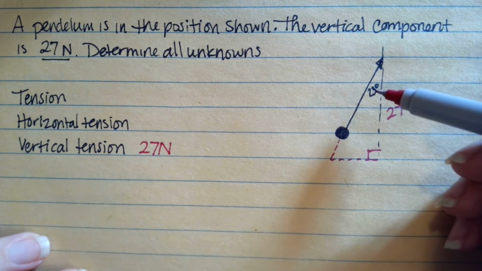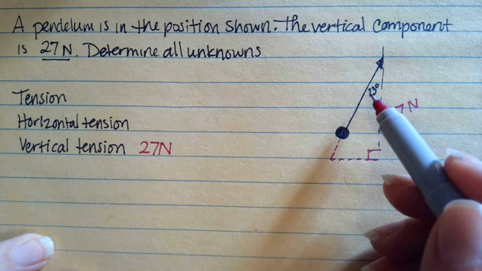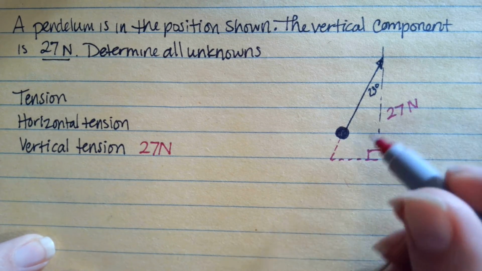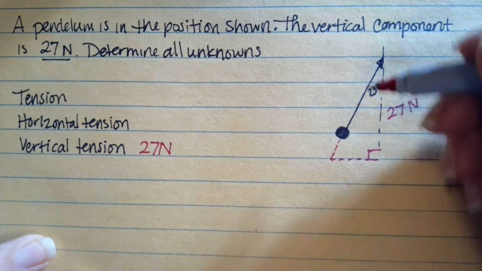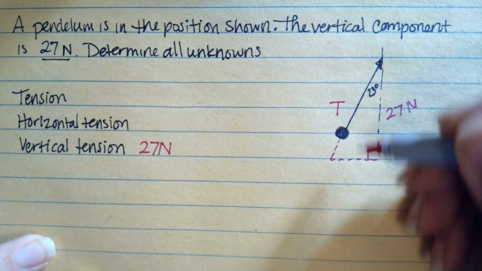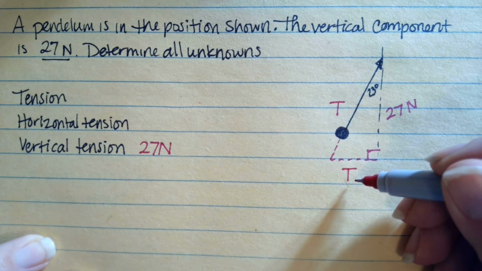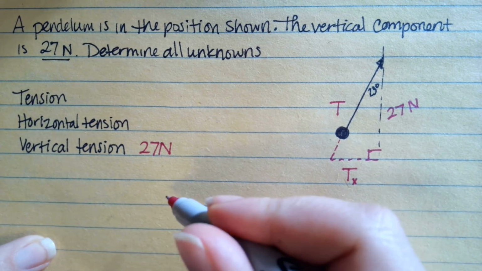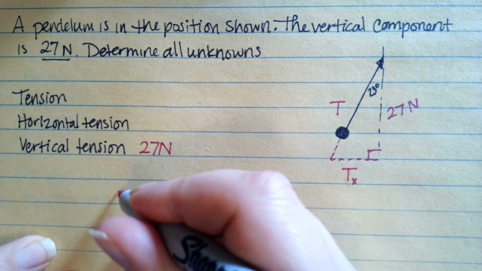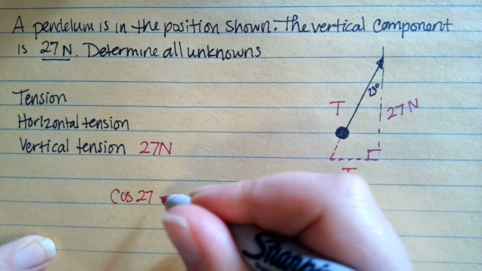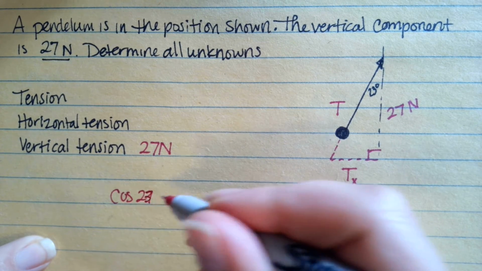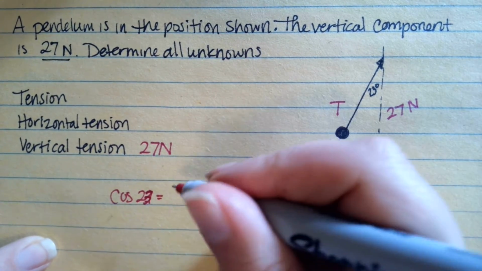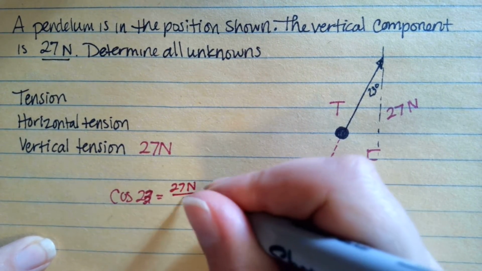So let's first figure out the tension force here. I'm going to use cosine to find this one. This is going to be tension. This will be tension in the x direction. Let's do our math here. So to find this, I'm going to use cosine. Cosine of 23, the angle is 23, is equal to adjacent over hypotenuse. So that's going to be 27 newtons over the tension force.